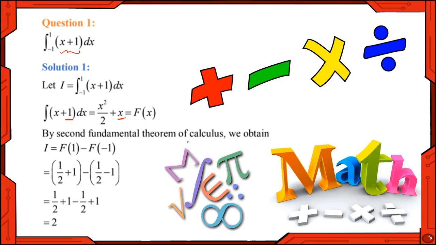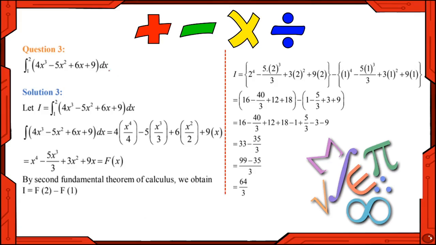Now the second fundamental theorem of calculus that we just did: the definite integral will be equal to F(1) minus F(minus 1), because the upper limit is this and the lower limit is this. We have to subtract the lower limit from the upper limit. So F(1) minus F(minus 1). First of all, replace x with 1 and then minus, replace x with minus 1. So it is 1 square means 1 by 2 plus 1, minus, minus 1 square is again 1 by 2, minus 1. Open it and solve it. 2 is the answer.